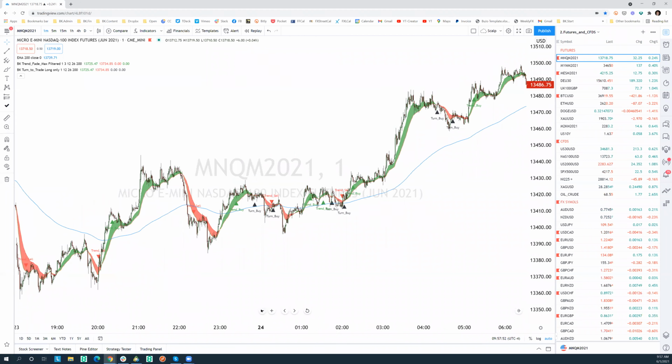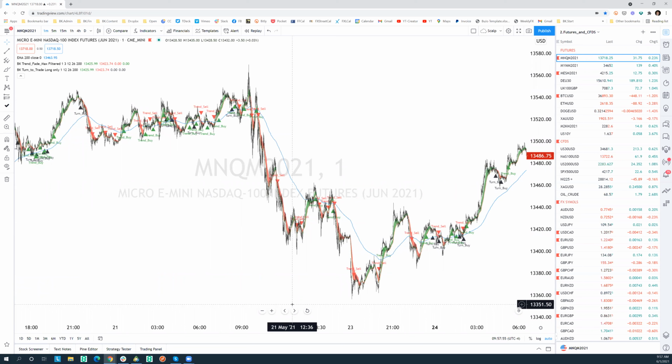Oh man, my computer is crawling here. Why is this?